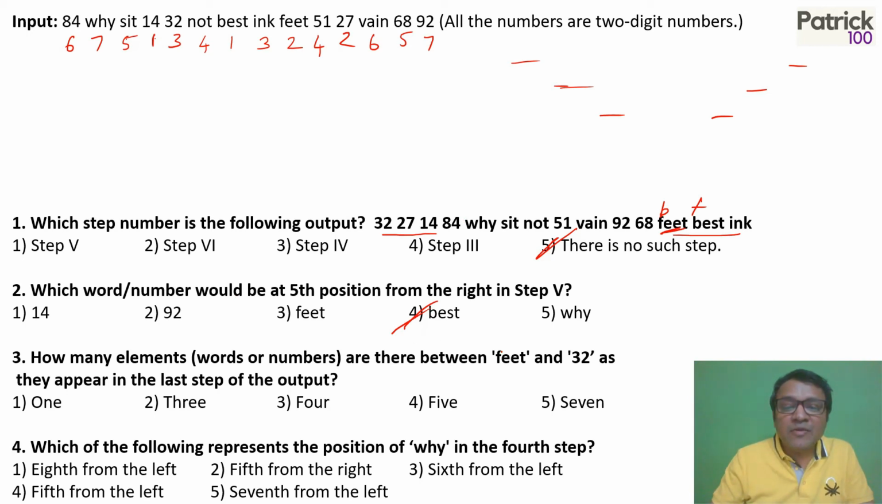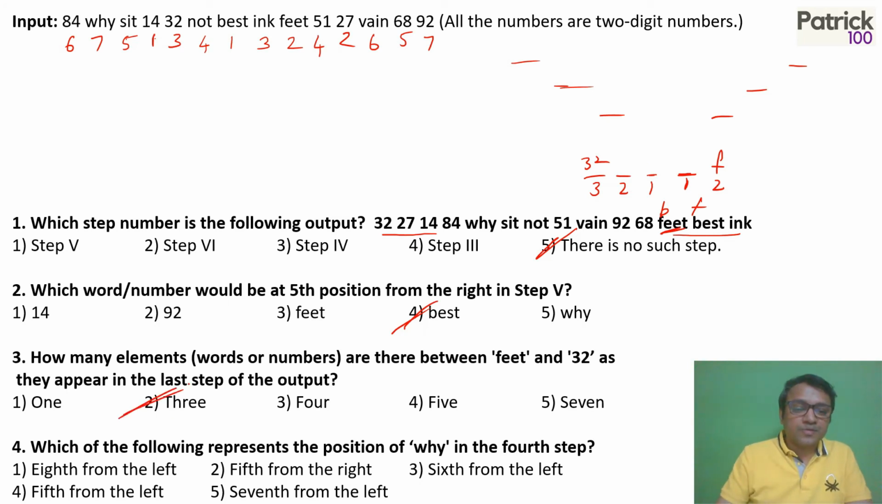How many elements are there between feet and 32 as they appear in the last step of the output? Now feet is the second word, so there will be the first word out here. 32, if you look, is the third number, so there will be the second number and the first number before that. So if you look, there are three elements between feet and 32. So, second option.